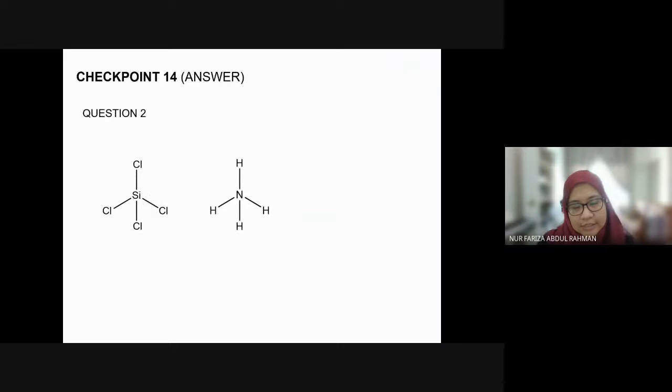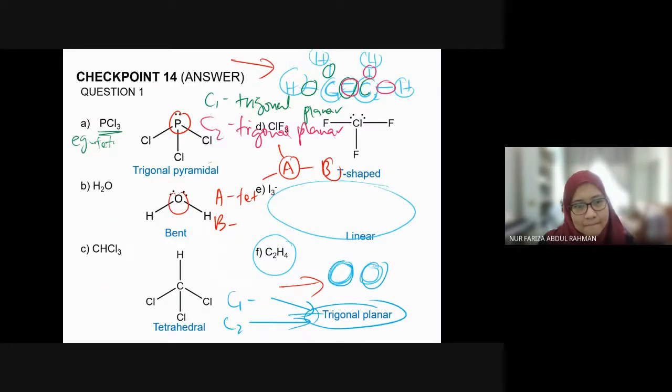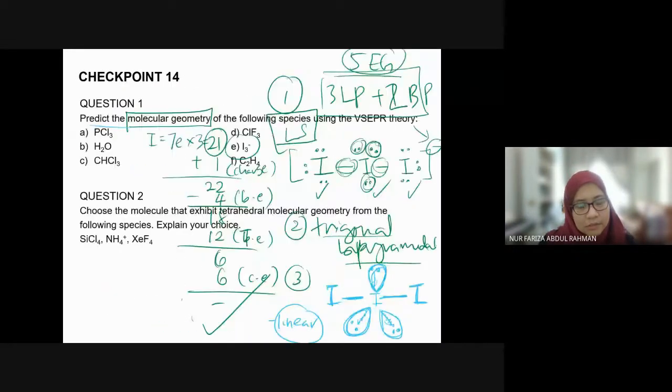Soalan ada lagi? Tak ada? Okay, right. Question 2, choose the molecule that exhibit tetrahedral molecular geometry from the following species. Explain your choice. So you have to identify which of these 3 molecules exhibit tetrahedral molecular geometry. In order to identify that, you have to draw for all of them and then identify whether the molecular geometry is tetrahedral.